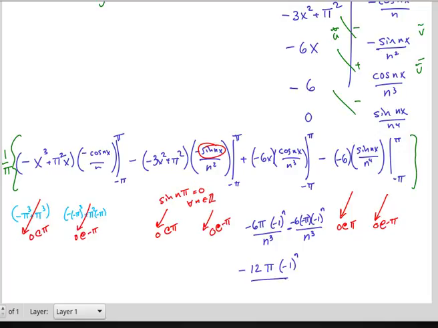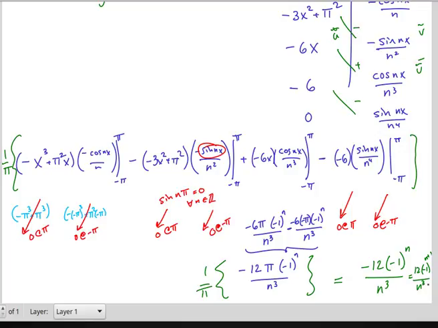When we combine these two terms and multiply by the 1 over pi, we're looking at a total of negative 12, negative 1 to the n over n cubed, or we could make this negative 1 to the n plus 1 if we want to wrap the sign inside. And we've got our terms by integration by parts.